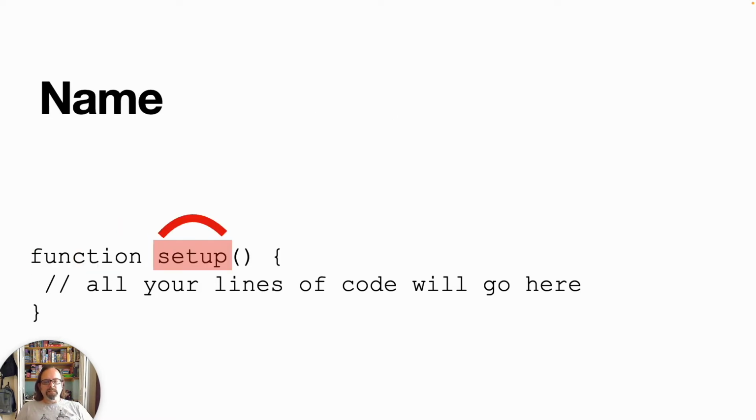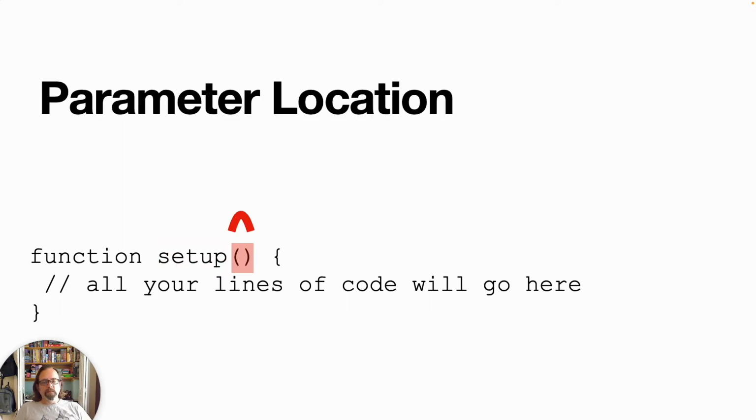The next part is the name of it. In this case, the name is a special name, and it has to be called setup. It's all lowercase, and there's no capital letters in it. Now, when you write your own functions, you can call it any name that you'd like to. The next part is where the parameters are located, and you would define what parameters you accept. In this case, there are no parameters that you need to use for the setup, so there's nothing there.